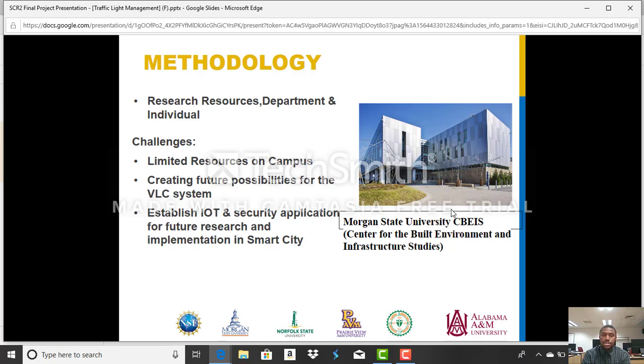The challenges were initially the limited resources on campus, since we had to find our own resources before we could use any that were available to us, as well as creating future possibilities for the VLC system. Finally, we had to establish an IoT and security application for future research and implementation in a smart city.